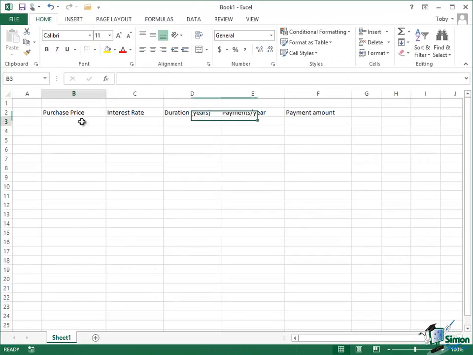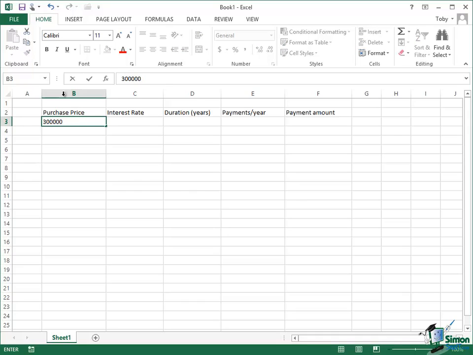So first of all, let's put in a price, an amount of a loan. Let's say we're going to have a loan of $300,000. Now let's put in an interest rate. Let's say the interest rate is going to be 4%. The duration in years, let's go for a duration of 30 years. And let's say we're going to go for monthly payments.